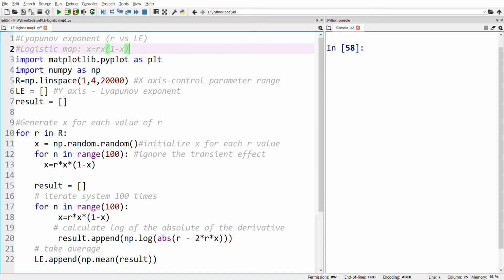Today is a very interesting topic. We'll see how to find the Lyapunov exponent of the logistic map. The bifurcation diagram of the logistic map has been explained in the previous video.